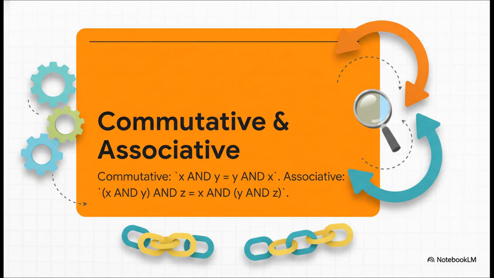The commutative law just says that order doesn't matter. X and Y is the exact same as Y and X. And the associative law? That just means grouping doesn't matter, so you can move the parentheses around however you want. Simple, right? These are our basic rules for just rearranging the pieces on the board.